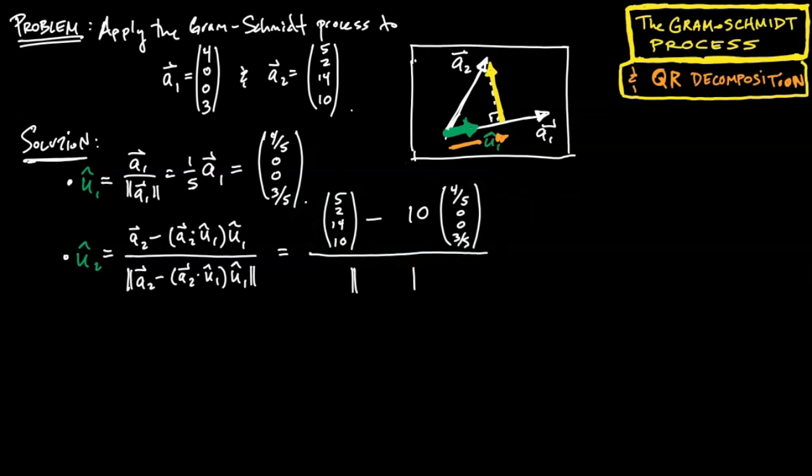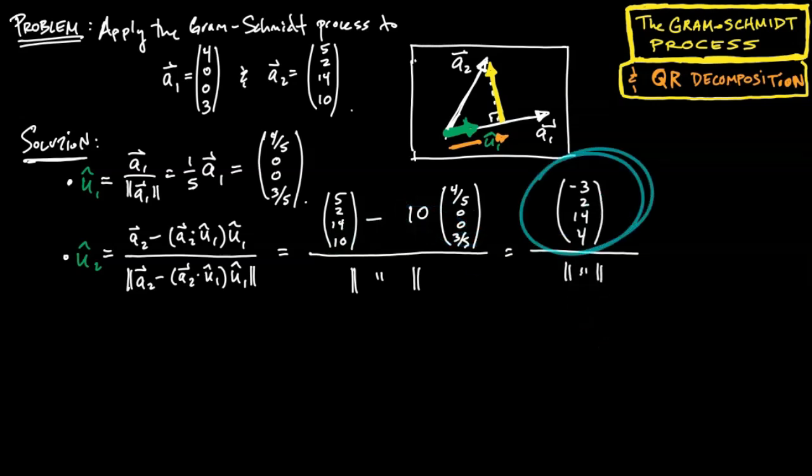I'll just say the length of, I'm just going to put little quotation marks indicating that it's the length of all this stuff, because I'm too lazy to write that down a second time. Anyway, that is going to be what upstairs? 5 minus 8, so minus 3 for the first component, then 2 and 14, and then finally 10 minus 6, which is 4, and then divide it by its own length. Well, let's see, what is the length of that guy? Oof, 14. Actually, that's not bad.